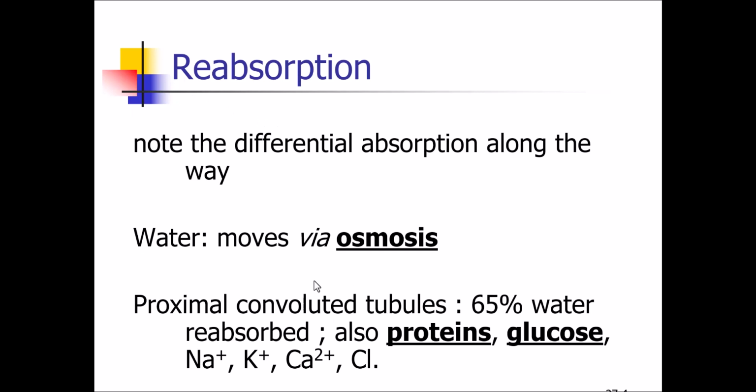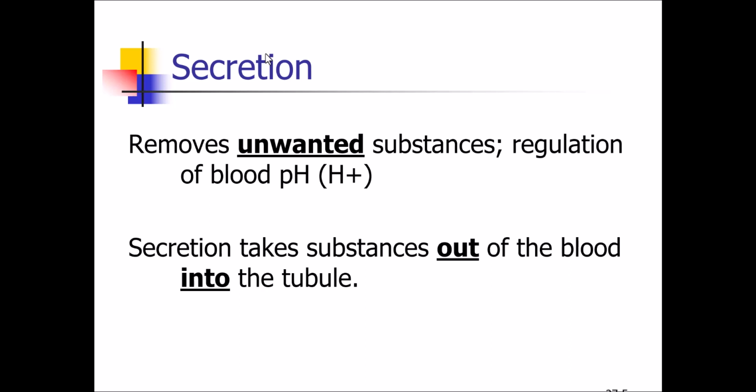This is primarily happening in the proximal convoluted tubule. And what's happening is that most of the water, proteins, glucose, and electrolytes, we wouldn't want to lose those. So those are being shuttled back into the blood. Water is moving by our favorite process, osmosis. Secretion, again, is the movement of substances out of the blood and into the tubule, what will become our urine.